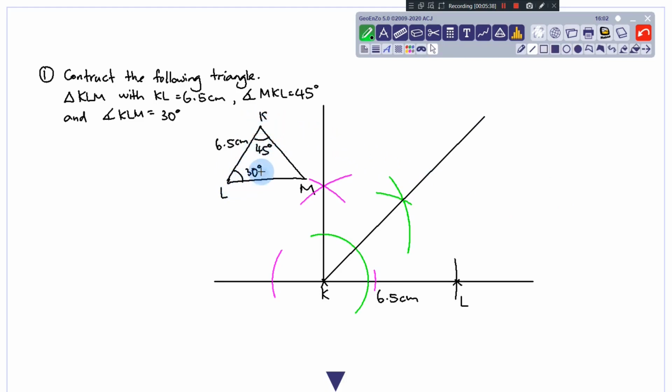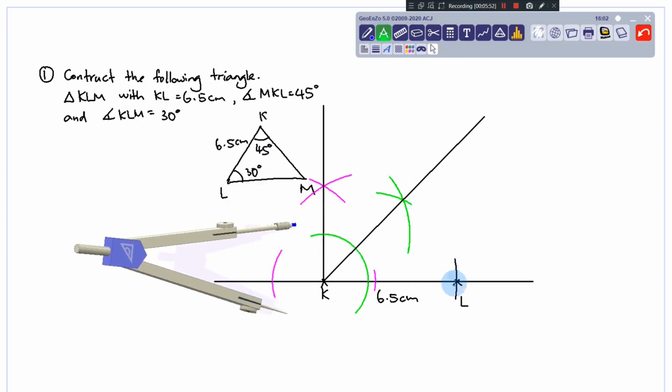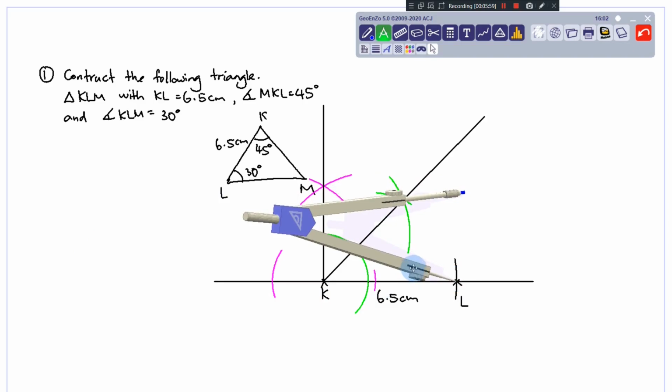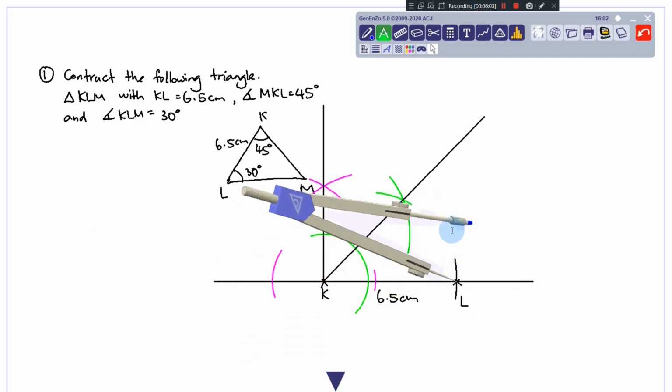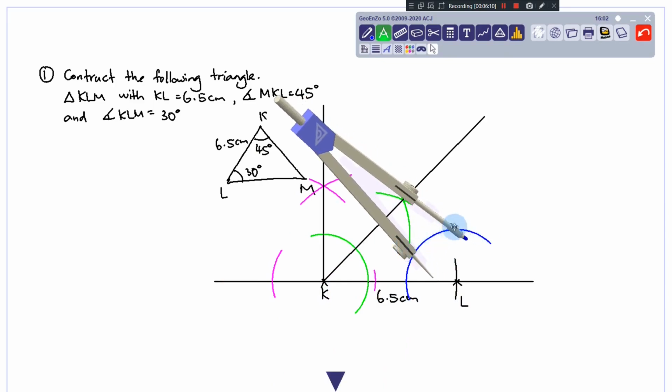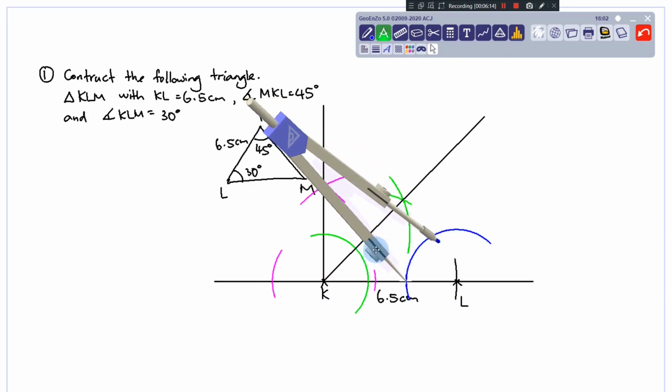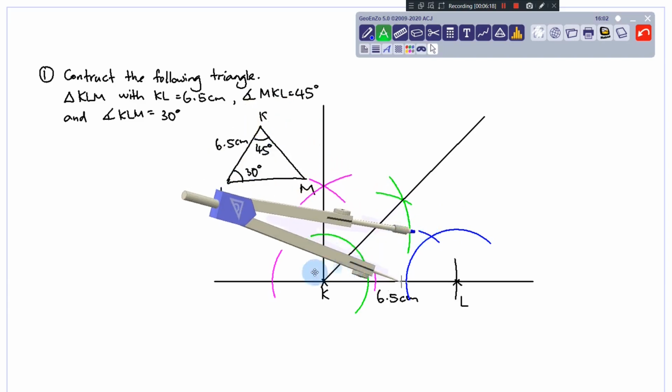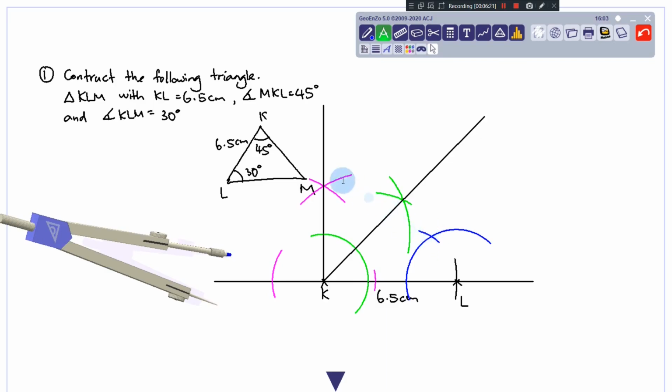Now I'm going to construct 30 degrees. I know that 30 degrees is actually half of 60 degrees, so I'm going to construct 60 degrees first. Since I want my 30 degrees over here, I place the needle of my compasses over here. Make an arc. Then keep the same width. Don't adjust the width. Bring it to here and make another arc. This is 60 degrees. But now I'm interested in this 30 degrees, so I'm going to bisect this 60 degrees to become 30 degrees.